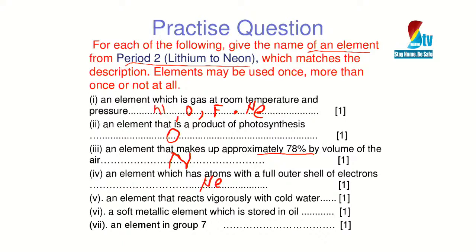An element that reacts vigorously with cold water. You will do this thoroughly in the next lesson. This will be a group 1 element, hence it's lithium. A soft metallic element which is stored in oil. These are also group 1, hence it's lithium. An element in group 7, in our case, this is fluorine.